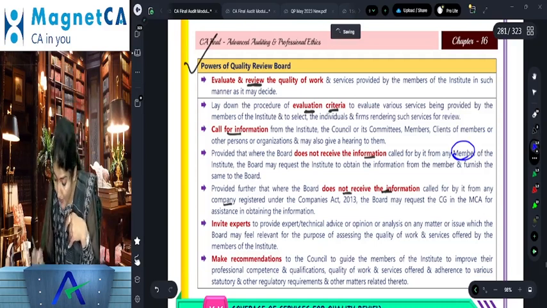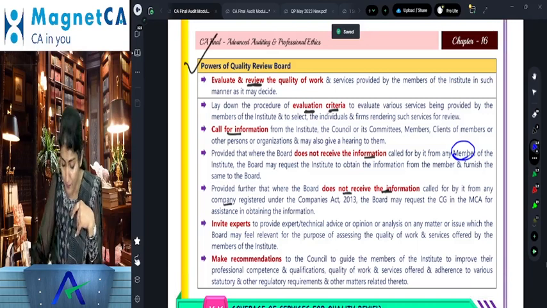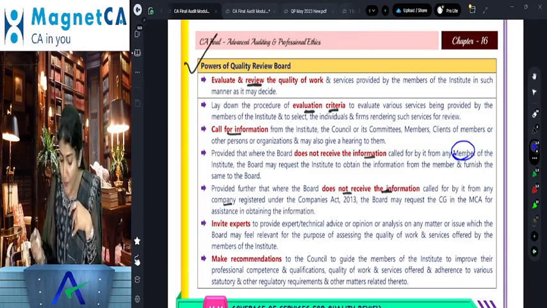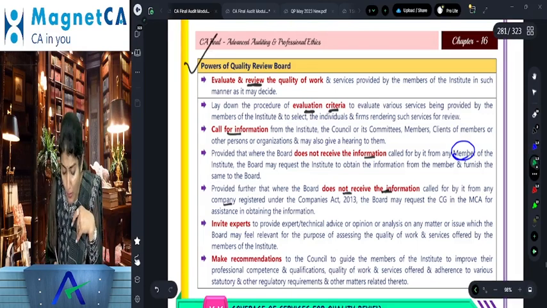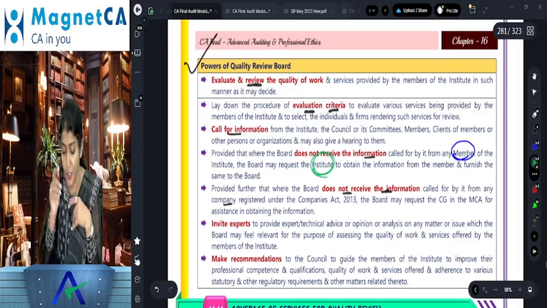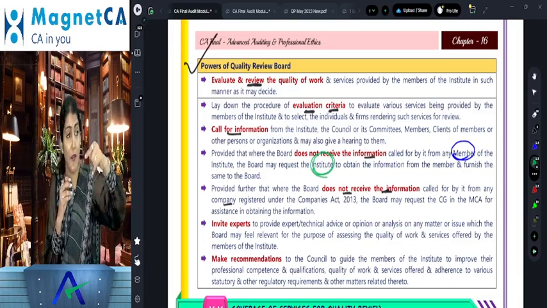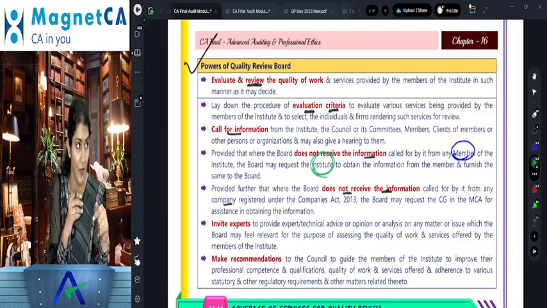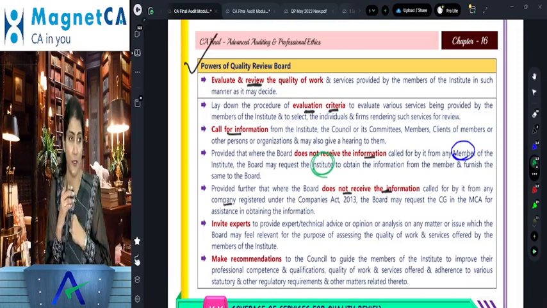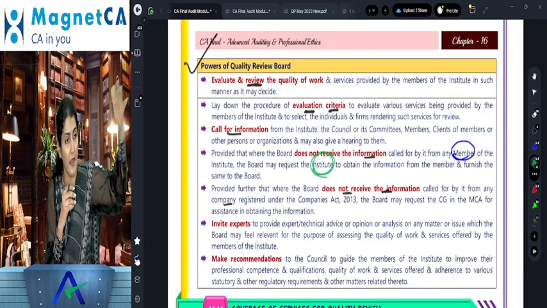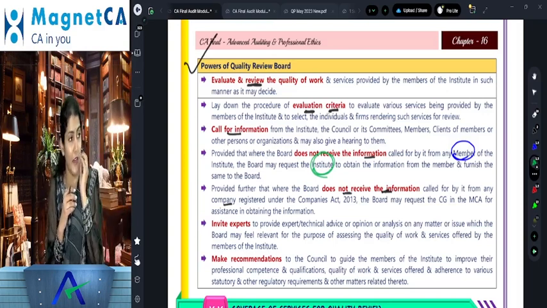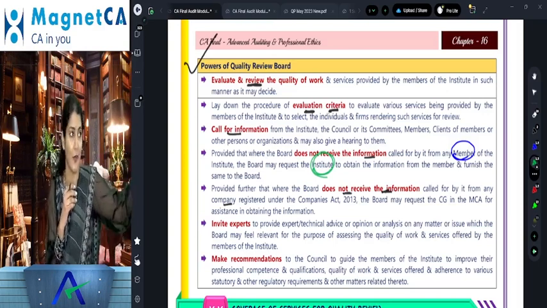They can ask for the information from the institute. Where the QR board does not receive the information from any of the members of the institute, the board may request the institute to obtain the information from the member and furnish the same to the board. So QRB asked me for some information. I did not supply it to them. They will make a request to ICAI that, see, your member is not providing us the requested information. Please collect it and send it to us.